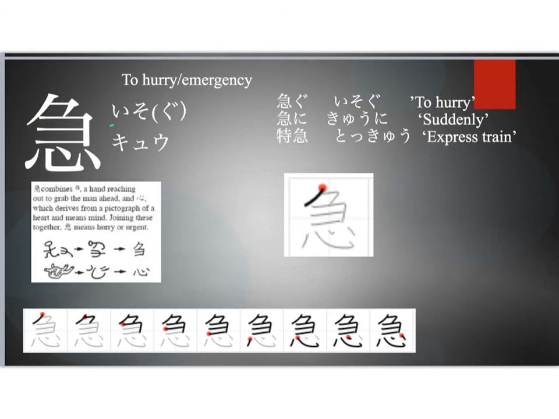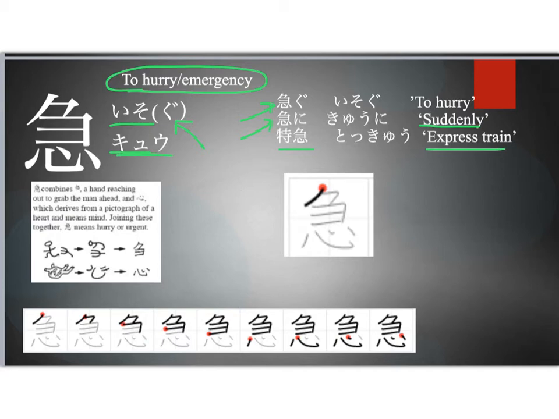This is isogu. It means to hurry or emergency. Kyu is the onyomi, iso is the kunyomi. So you have isogu, but you also have kyuni, which means suddenly. Also, tokkyu, you might be familiar with this. If you've been in Japan, it means express train.